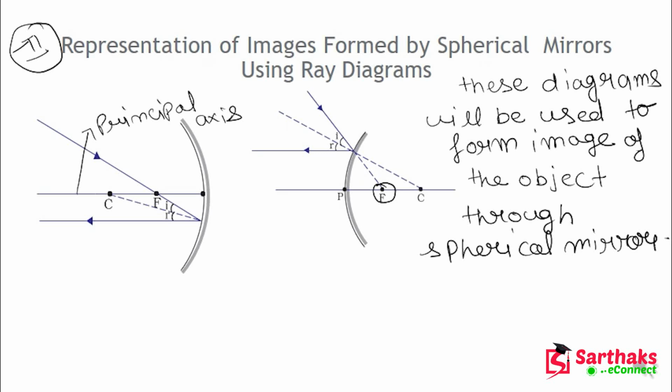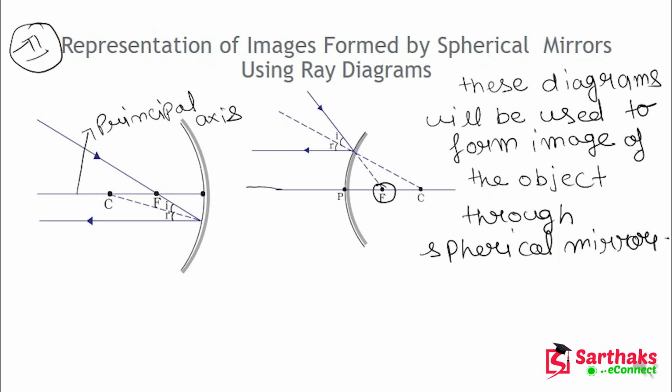So what I had told you in the case of concave mirror, that whenever a line crosses F, it becomes parallel to the principal axis. So this will also happen here. Whenever a line appearing to cross point F will become parallel to the principal axis.